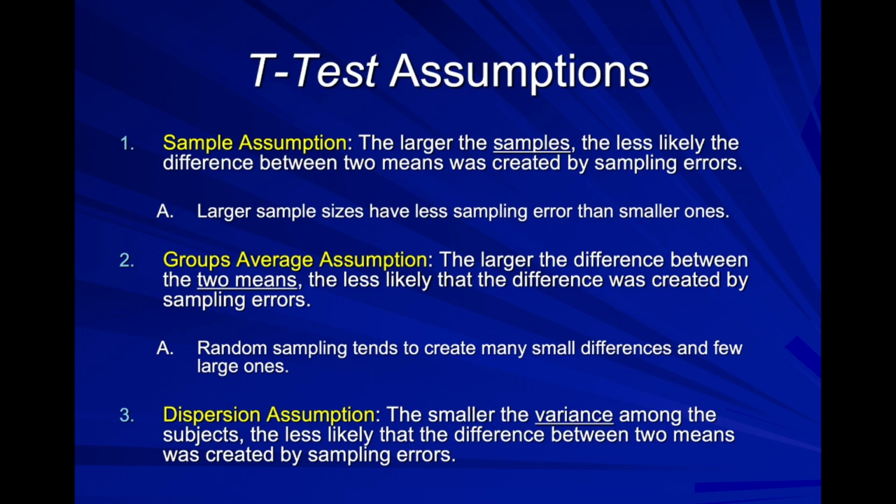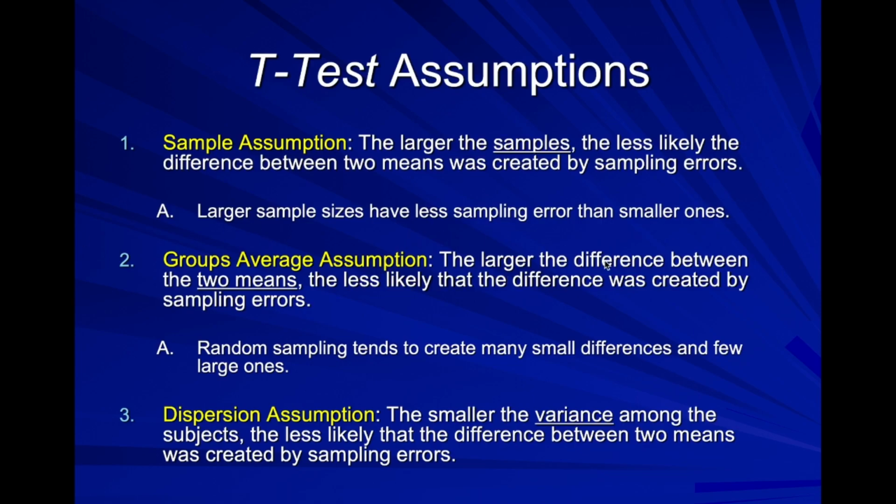And the third thing is the variance assumption or the dispersion assumption. And this is related to what I was just talking about, where you have a standard error or standard deviation that is really small and tight. That means there's just not a lot of error or not a lot of noise, and the less likely that the difference between the two means is created by sampling error.